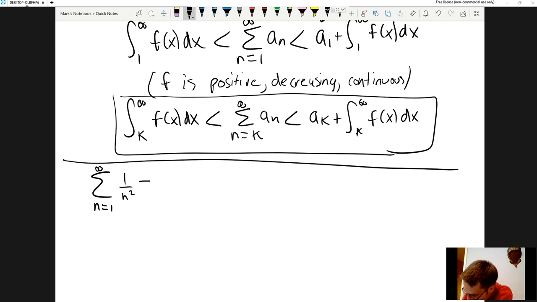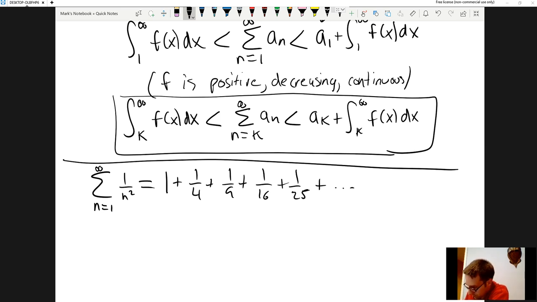And I'll remind you what this sum looks like. It's 1 plus 1/4 plus 1/9 plus 1/16 plus 1/25, and so on. All right, and let's suppose that we want to get an estimate. And we're comfortable adding up a few fractions, but we can't just go on forever.